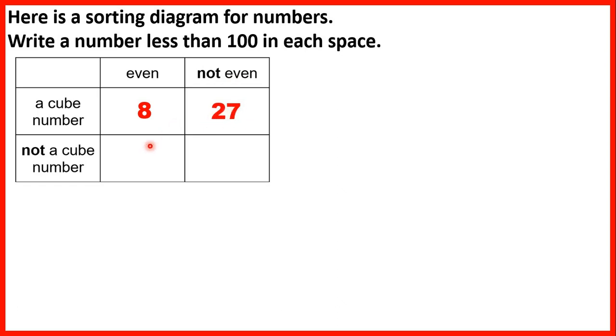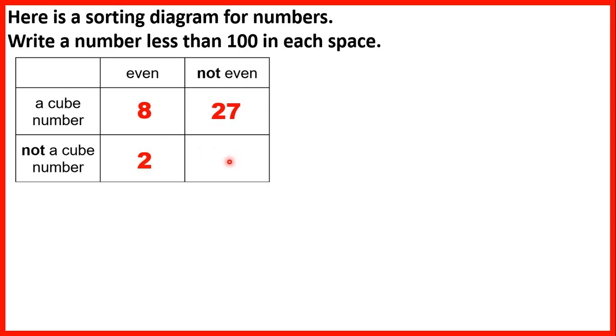Now for this space, we need an even number that is not a cube number. Now there are lots of possible answers for this. We could write 2 because that's even, but you can't make the number 2 by multiplying a number by itself 3 times. Or we could have 4, 6, 10. There are lots of possible answers.